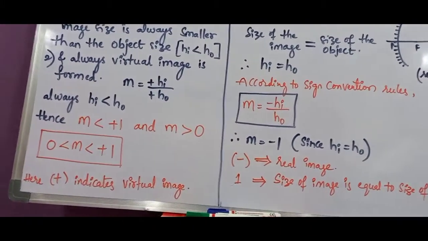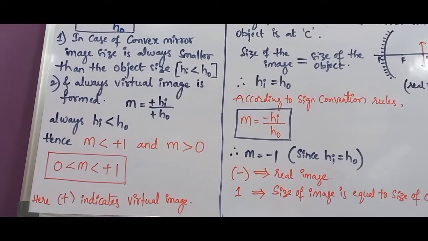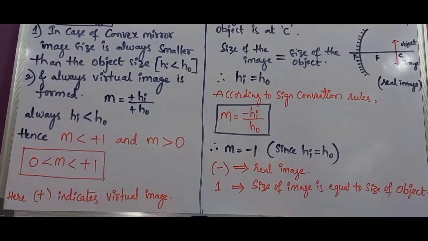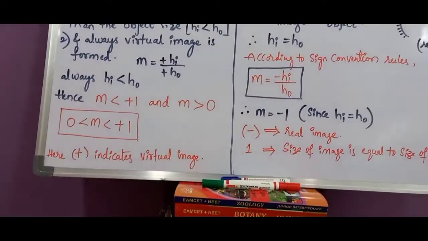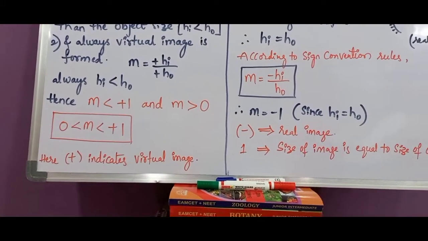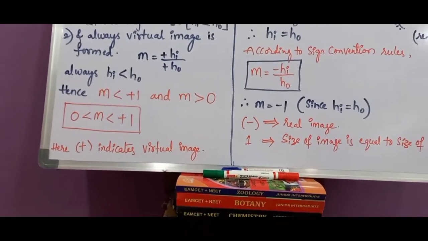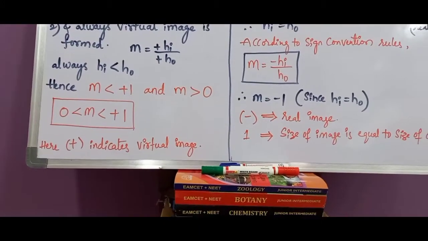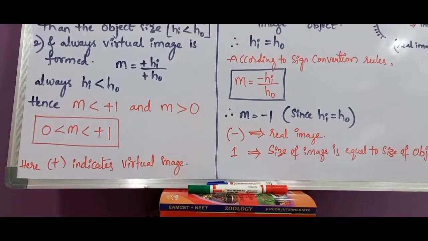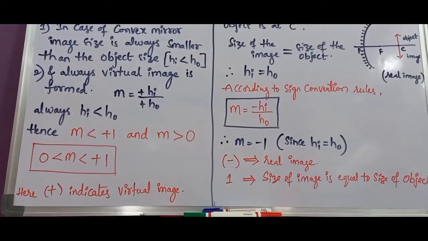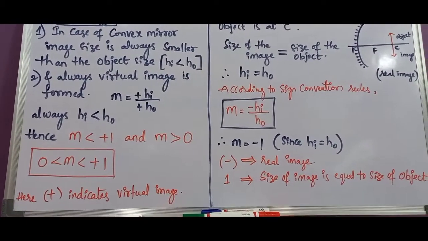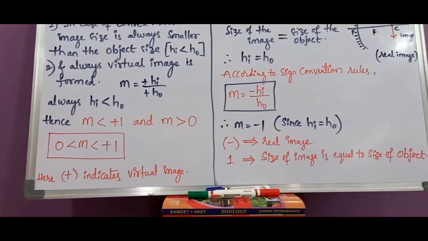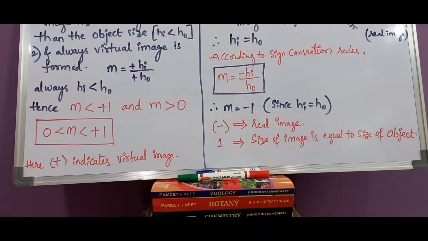Hence we can write magnification will be less than plus 1 and magnification will be more than 0. Okay, it is less than plus 1 and greater than 0. 0 less than magnification m less than plus 1. Okay children, so 0 less than m less than plus 1. Here plus indicates the virtual image. Plus means the image will be lying above the principal axis and it is an erect image, hence we are taking the value as a positive quantity. Magnification is greater than 0 and less than 1 in case of convex mirror.